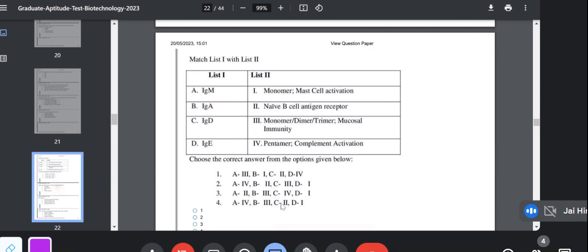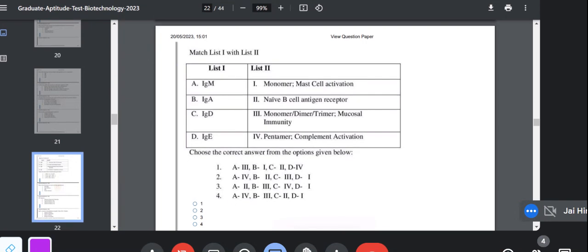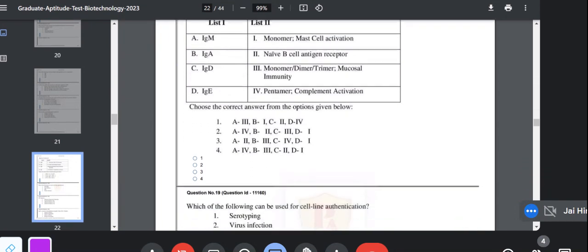C can act as a two, and IgE is monomeric, and it will bind to the mast cell or the basophil cell. So the answer will be four only, correct? Your answer is correct. So the answer will be four.